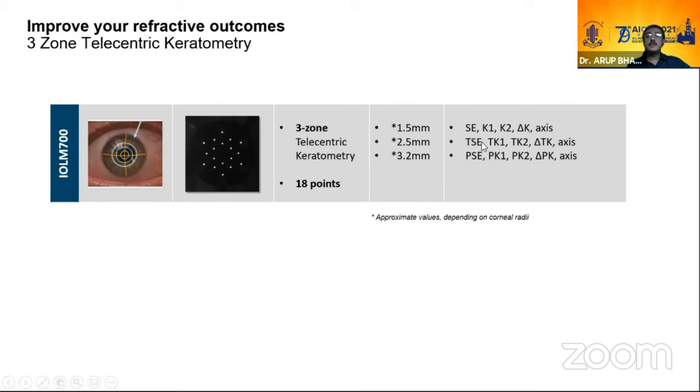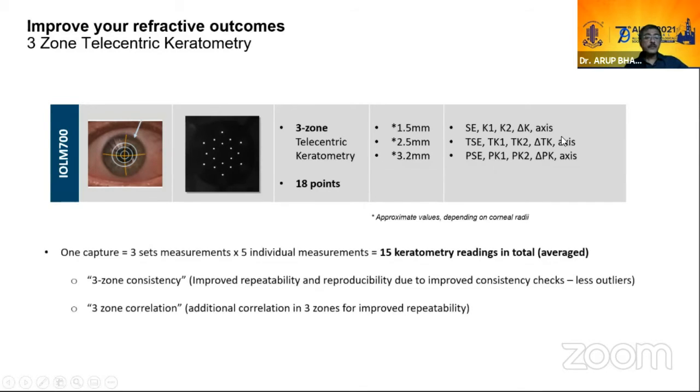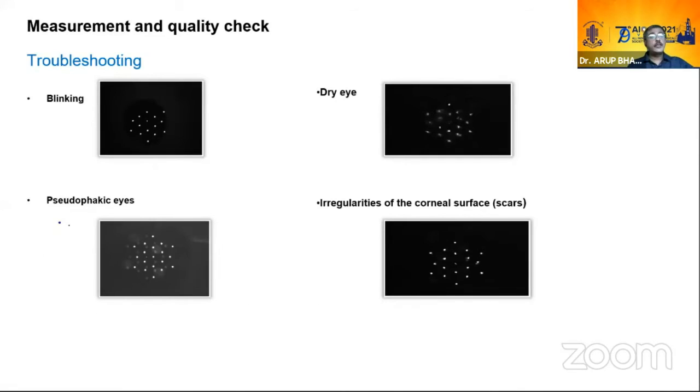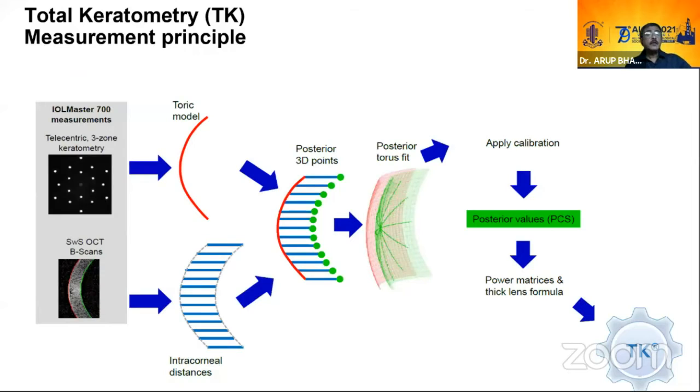What is important is they give the total K, and the vector analysis gives the axis of this total K. And there is a quality check also in the telecentric keratometry. If a dot is missing, there is insufficiency of blinking. You can get this kind of picture in cases of dry eye. You can easily postpone the biometry, treat the dry eye, and ask the patient to come later.